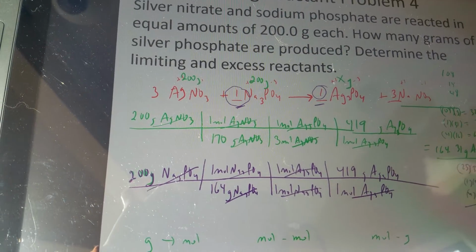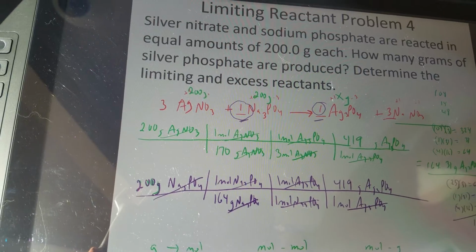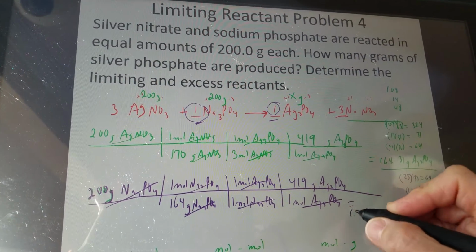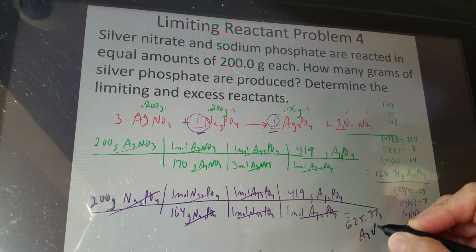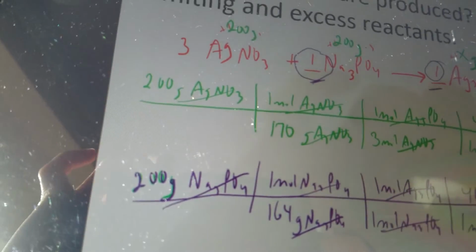So I'll take my 200 divided by my 164 times my 419. And that's going to tell me that I have 625.37 grams of the silver phosphate that would have been produced had I used up all 200 grams of the sodium phosphate.